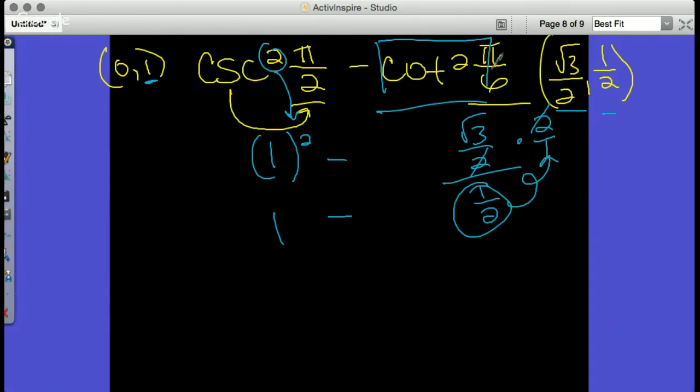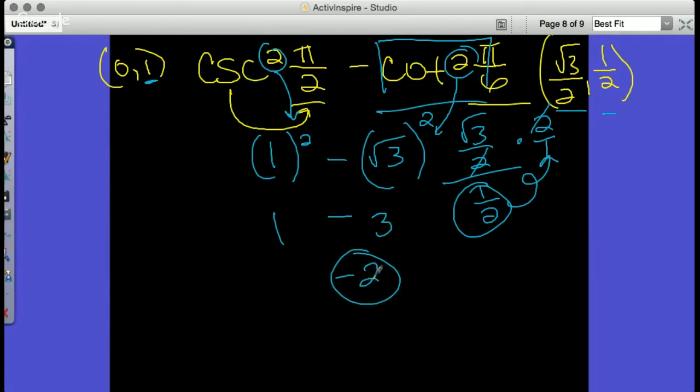So we could take square root of 3. And what happens with the squared again? Yep, we're going to bring it down and square it. So what's the square root of 3 squared? 3. Good. And then at that point, it's 1 minus 3, which would be -2. Good. -2.